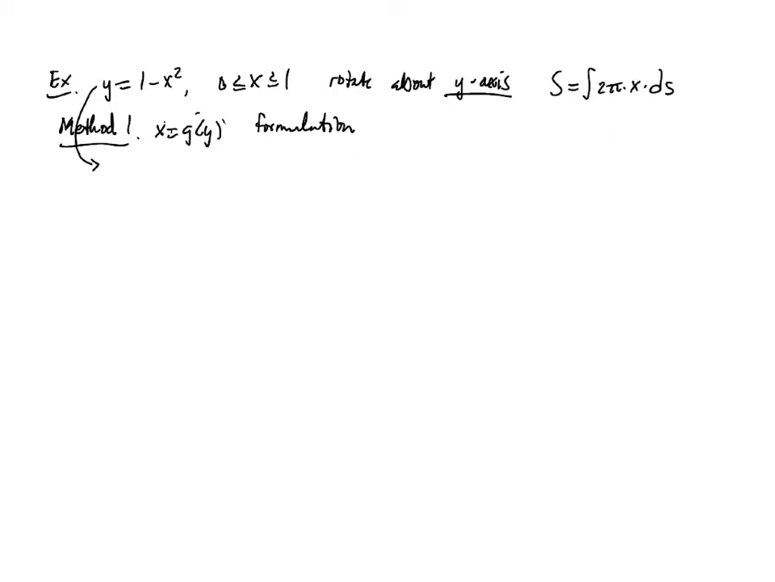Using the original function, we'd find that x squared equals 1 minus y, so x equals the square root of 1 minus y, because x is greater than or equal to 0, so I take the positive square root. And so now I need to change my x values into y values, and that would translate to 0 less than or equal to y less than or equal to 1.